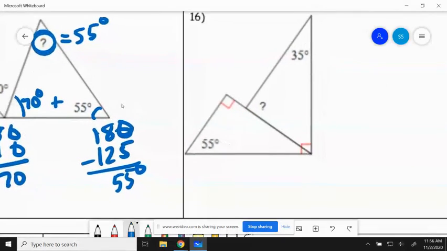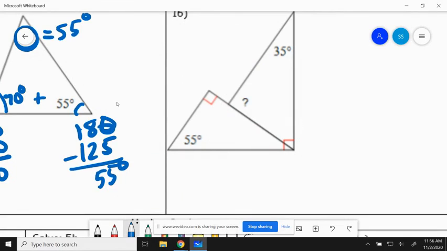All right, this one's fairly similar. I'm going to go ahead and leave this one up to you guys. All right, good luck.